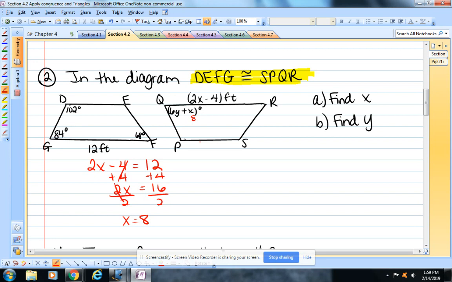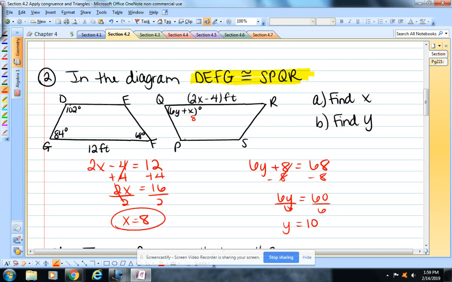Does that make sense? 6y plus 8 equals 68. Now how do I solve for y? Subtract 8 on each side. So 6y equals 60, divide by 6, and y equals 10. So any questions about how we did that? Not bad, is it?